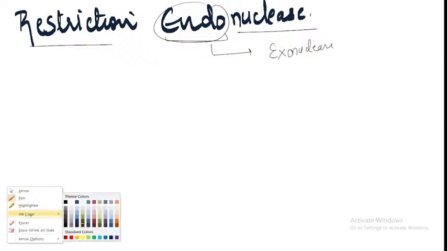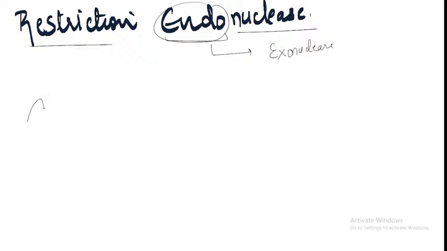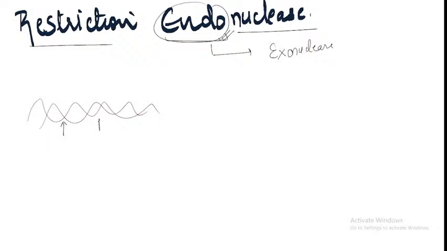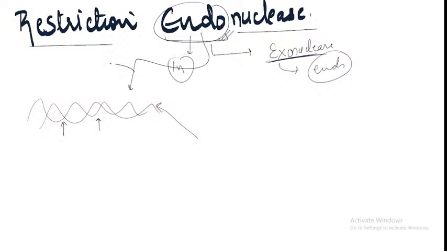Why? Because there is a specific reason for that. Let's consider this is the DNA that you have to cut down, and the endonuclease is the one which would be cutting on the inner side. Endo means in, exo means ends. So exonuclease works on the ends, endonuclease works in between.